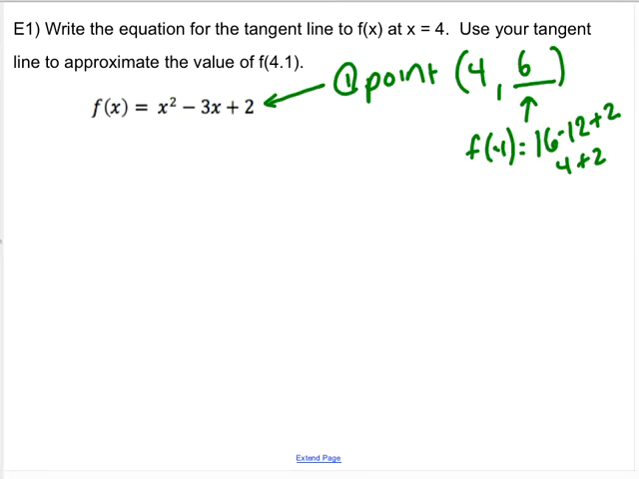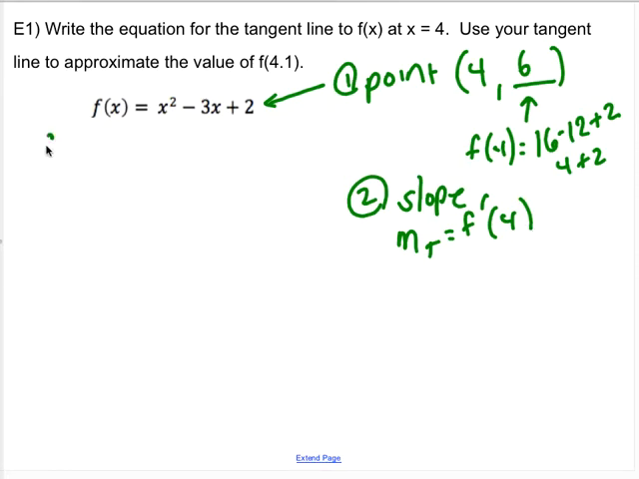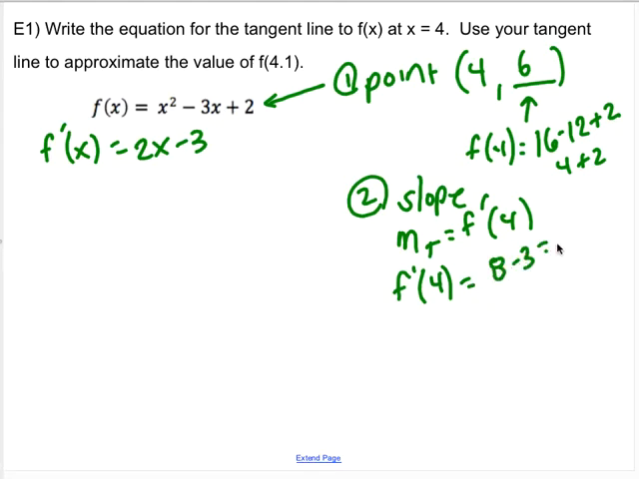So then the second thing I'm going to need is a slope, right? And that slope is going to be a calculus skill, right? So that slope, my tangent slope, I'm going to call it m sub t, is going to be f prime of 4, which means I need to find f prime first. So my f prime of x is going to be 2x minus 3, which means that f prime of 4 is going to be 8 minus 3, or a 5.